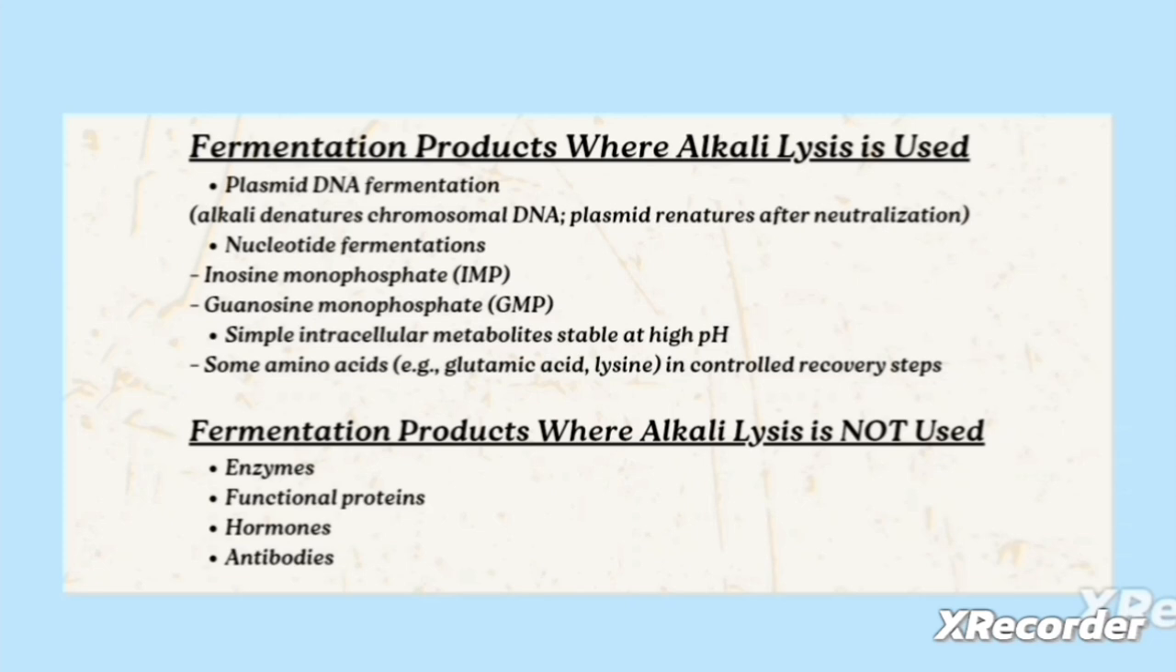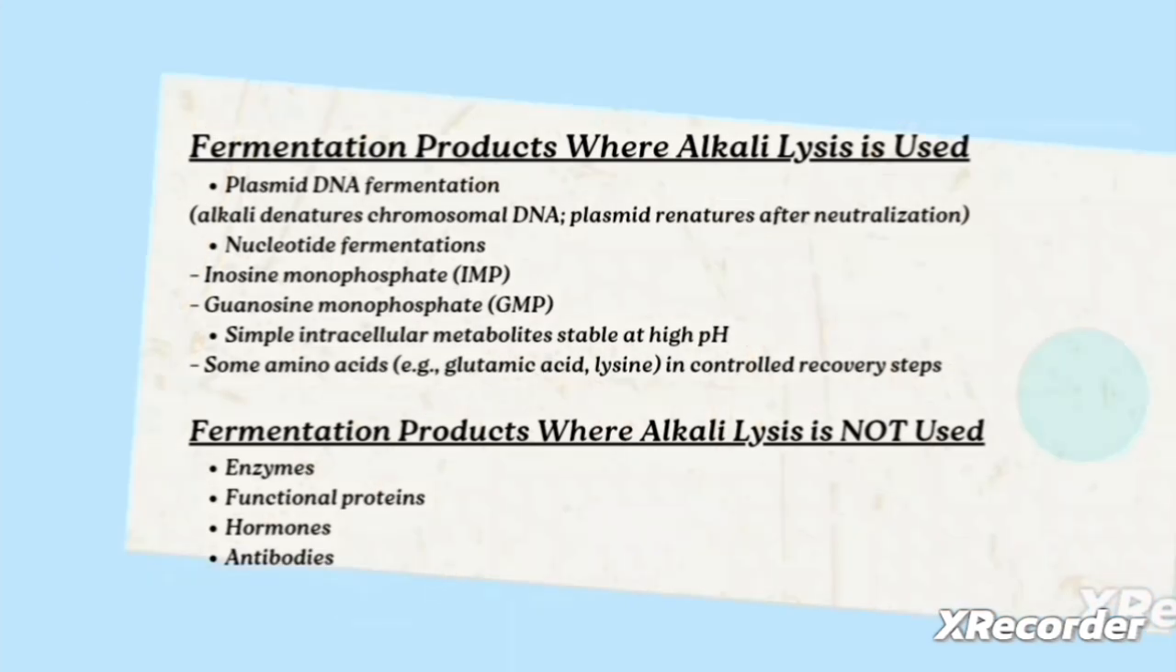Now, the fermentation products where alkali lysis should not be used. It should not be used for enzymes, because enzymes lose their biological activity at high pH, and it is not suitable for functional proteins, as the structure of the proteins gets permanently denatured. Then products like hormones and antibiotics are highly sensitive to alkaline conditions and therefore unsuitable for alkali lysis.